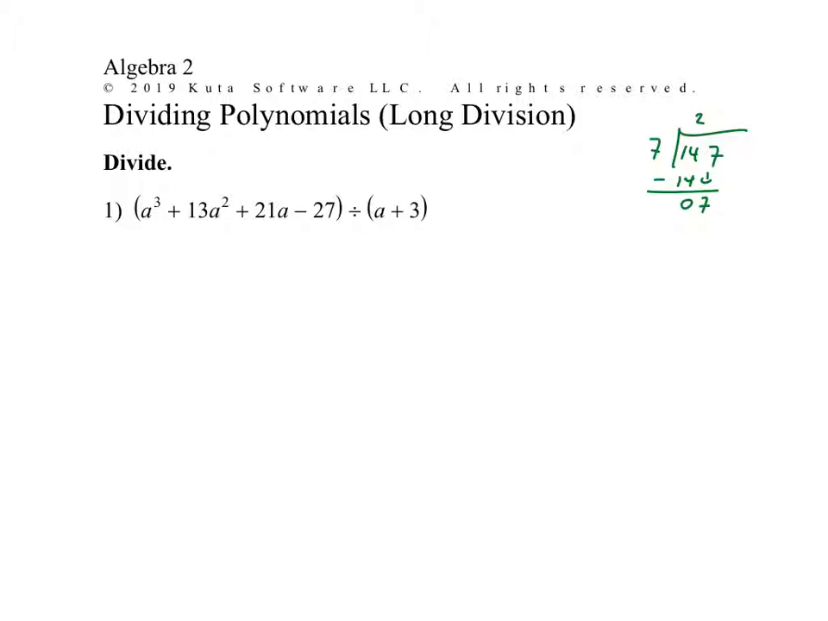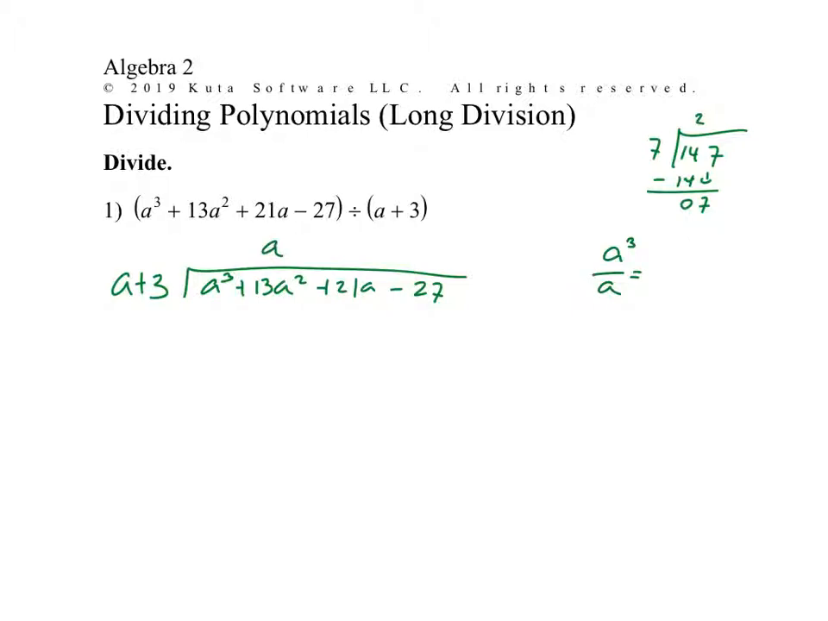So I'm going to start with the a plus 3 outside, and then a cubed plus 13a squared plus 21a minus 27. And I'm going to start by dividing the first term here by the first term over here. So I have a cubed divided by a. That's the same as a squared. And I'm going to place it here because I'm going to try to keep the same terms.